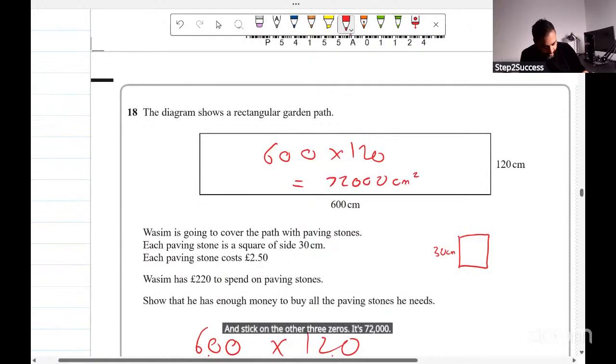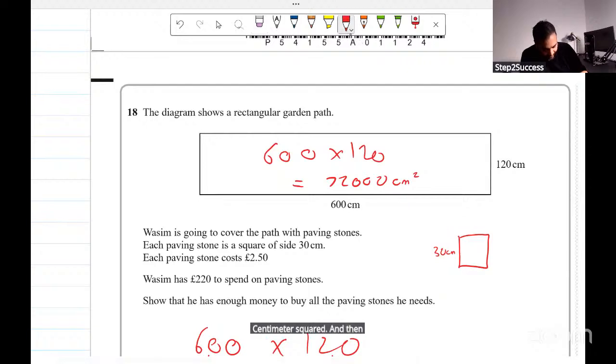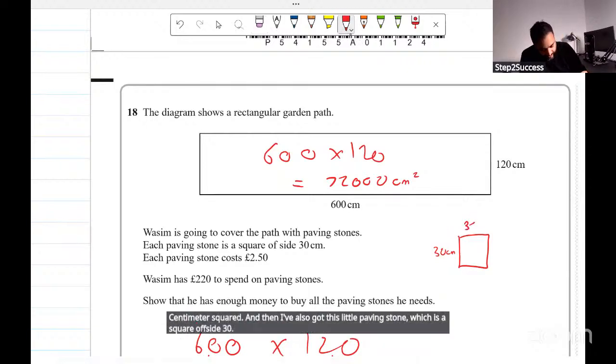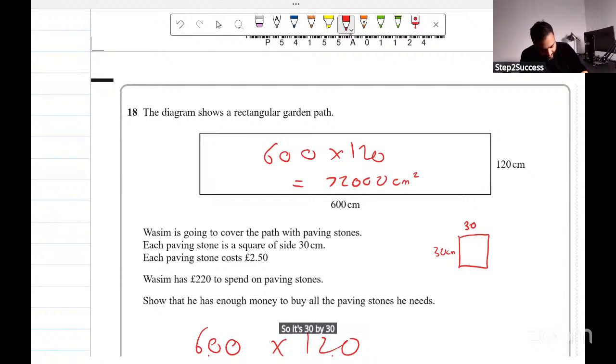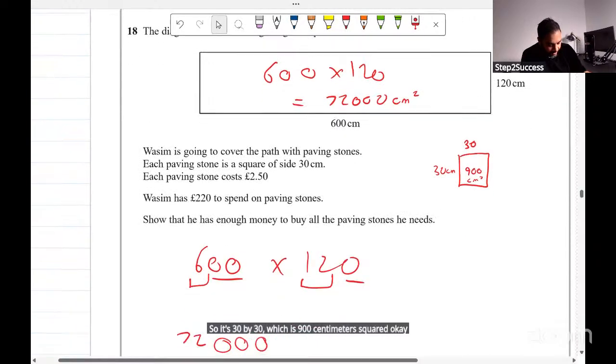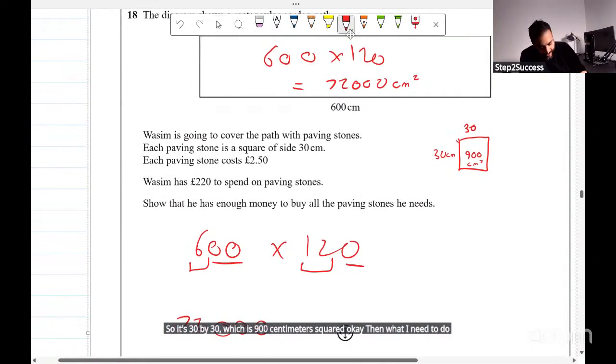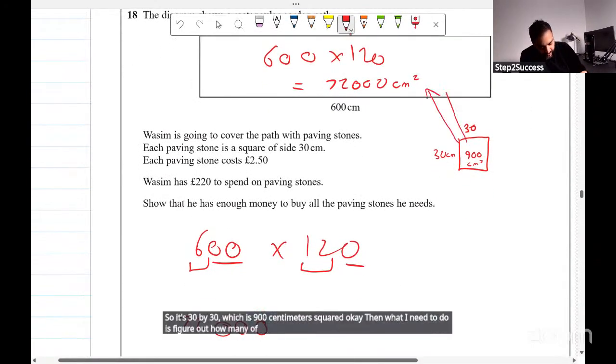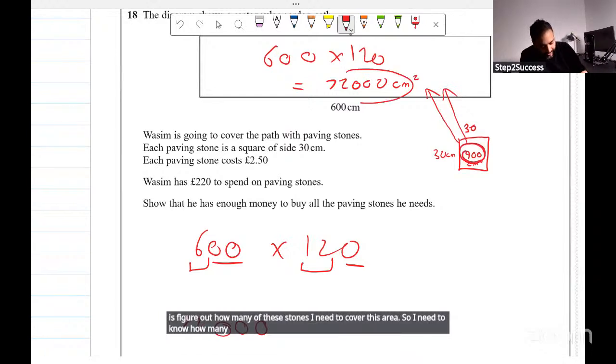centimeters squared. And then I've also got this little paving stone, a square of side 30. So it's 30 by 30, which is 900 centimeters squared. Okay, then what I need to do is figure out how many of these stones I need to cover this area. So I need to know how many 900s go into 72,000.